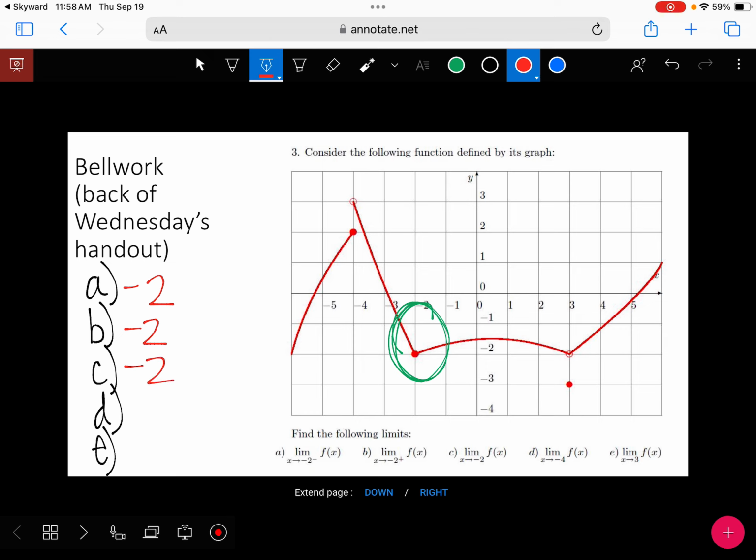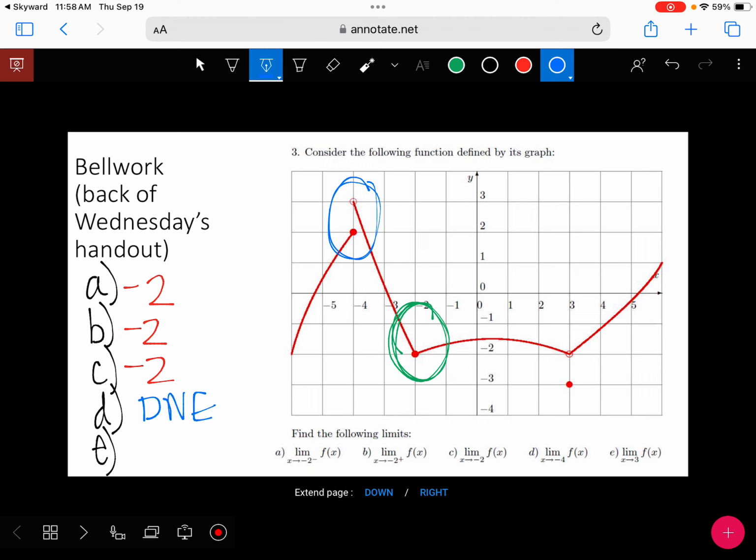Then we get to D. D is asking us to look where in the graph? -4. What kind of discontinuity do we have at -4? A jump. Jumps do not have limits because they're not connected. If the left side and the right side are not in agreement, then at that place, the limit does not exist. So anytime you see a jump or an infinite, it is D and E. So D is D and E because we're looking at -4.